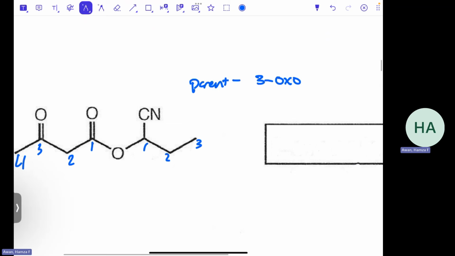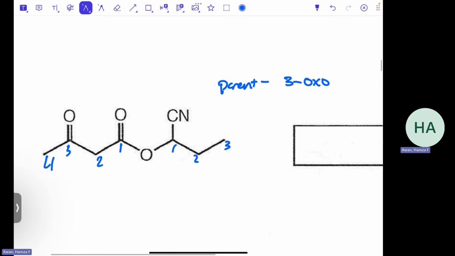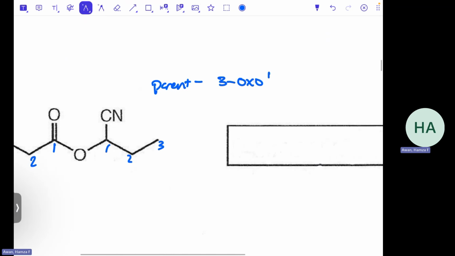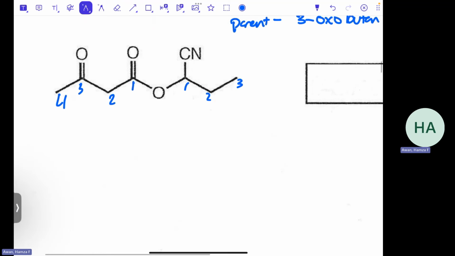So for our parent chain, we have 3-oxobutanoate. That's butane and then oate for the ester naming. Because it's 4 carbon and then ester, so butanoate. That was a big space. And then on the right side we have a substituent. This is going to be a 1-cyano. So the nitrile group, when it's a substituent, is going to be called a cyano group. So cyanopropyl.